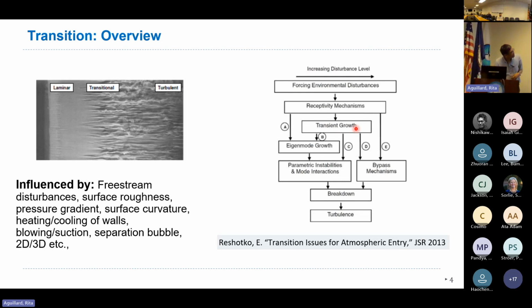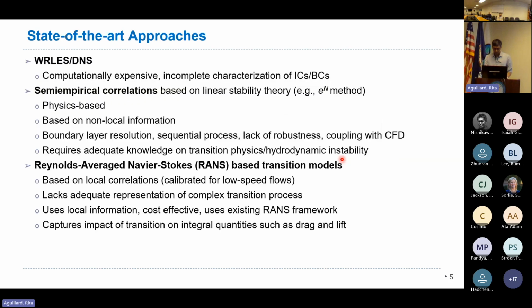And I think, correct me if I'm wrong, pathway C, where the transient growth is, is also important for subsonic flows a little bit. You know, it's much more complicated.